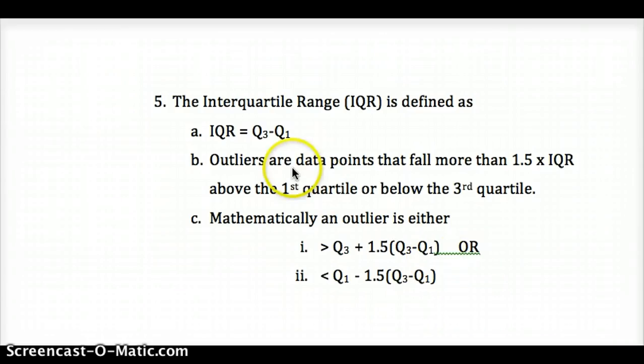So if Q3 were 5 and Q1 were 2, our IQR would be 3. 1.5 times 3 is 4.5. So numbers that were 4.5 bigger than Q3 or 4.5 smaller than Q1 would be considered outliers. So that's how we mathematically determine an outlier.